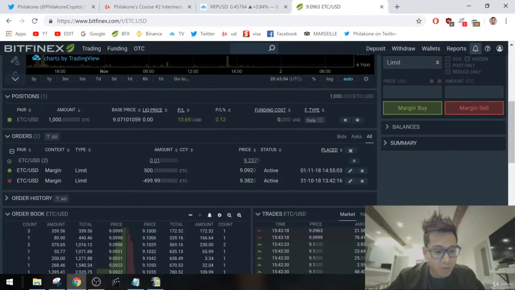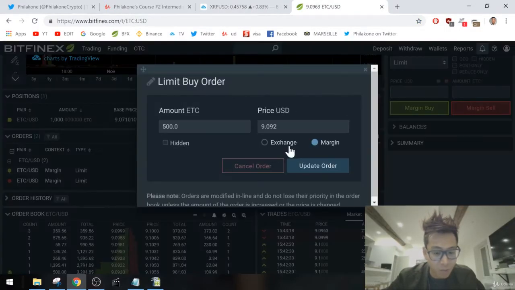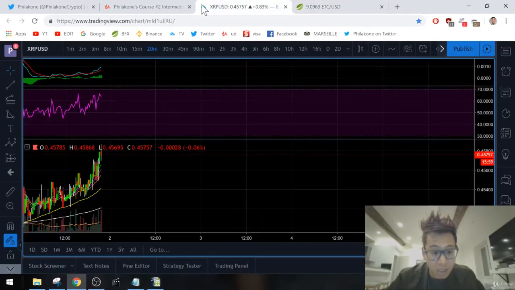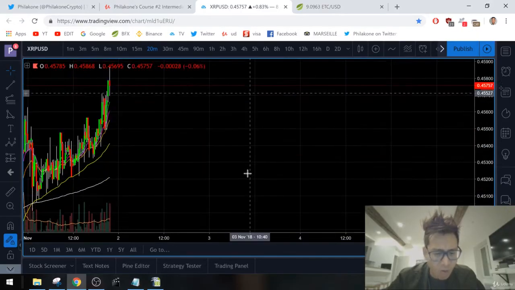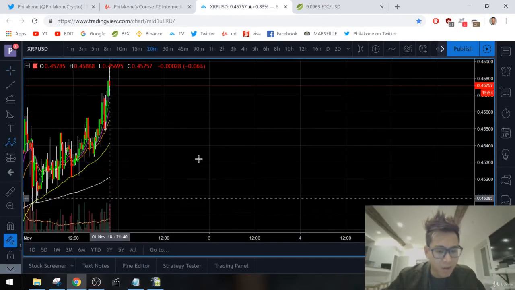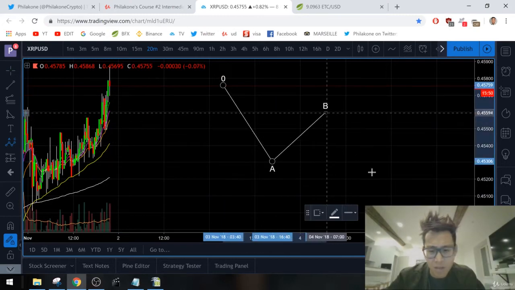Are my positions filling up here? Nope, they're not filling up whatsoever. Let's actually increase the price just a little bit here because I do want to get into a decent position for Ethereum Classic. All right, now let's talk about it from the perspective of ABCs in these zigzags.